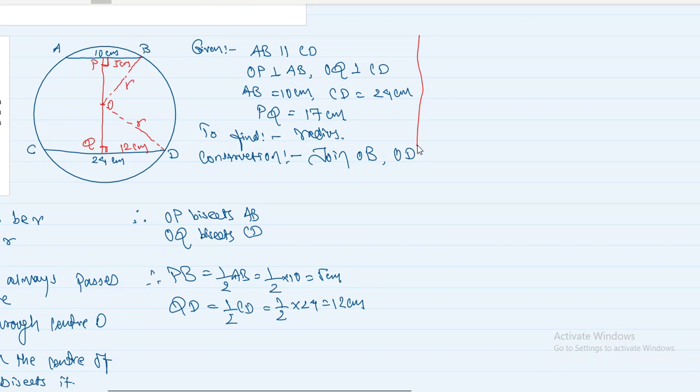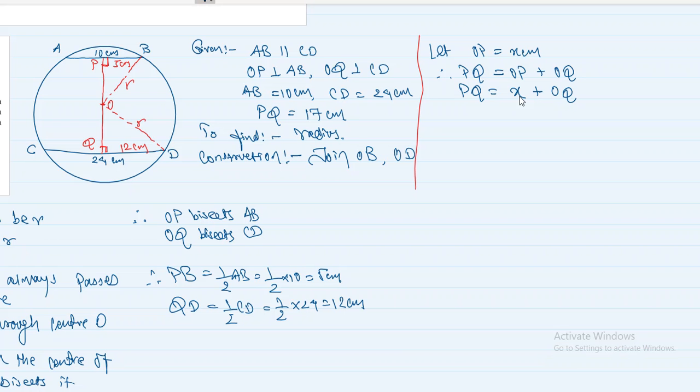Now we can say that let OP is equal to x centimeter, therefore PQ is equal to OP plus OQ. So PQ is equal to OP, which is x, plus OQ, which we don't know. PQ is 17, so 17 minus x is equal to OQ. So if this is x, this is 17 minus x. Correct?